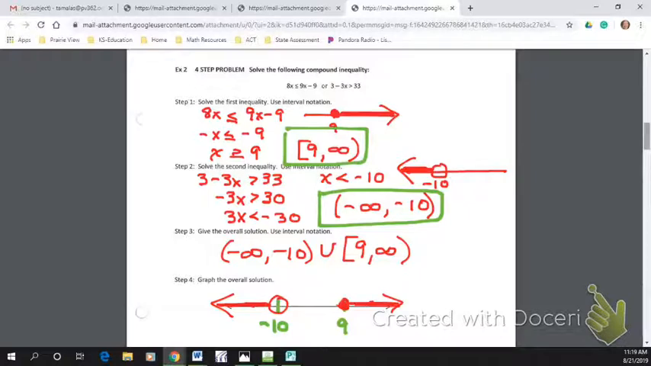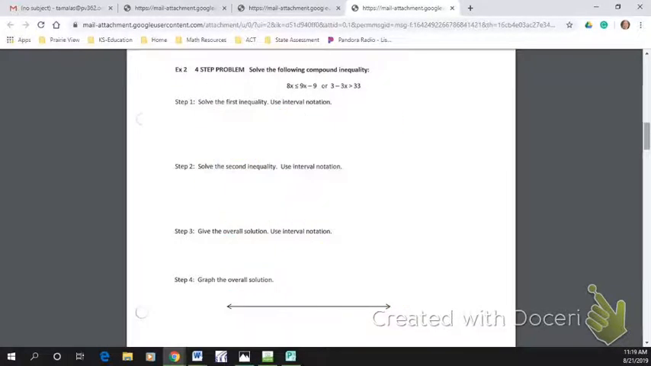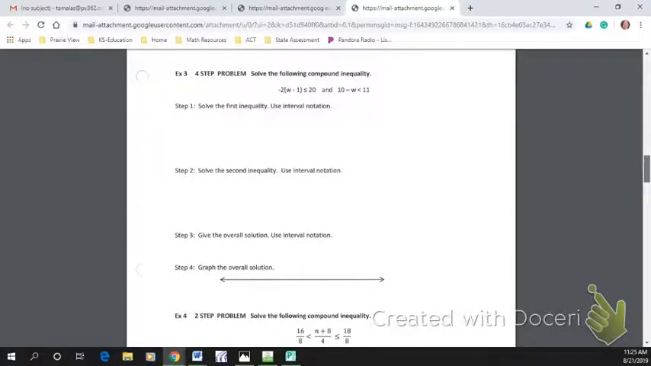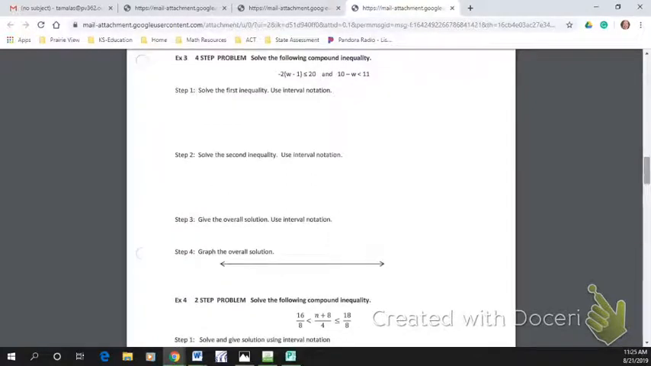Does that make sense? Okay. We are ready for example 3, which is another 4-step problem. And this one has an and.